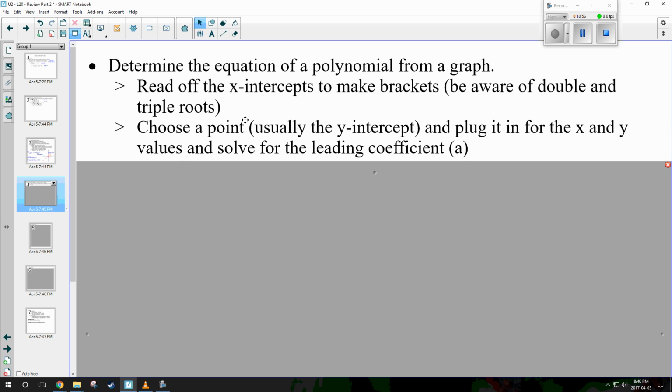Then you need to choose a point. That's usually the y-intercept, but we did see one example where we had to choose a different point other than the y-intercept.